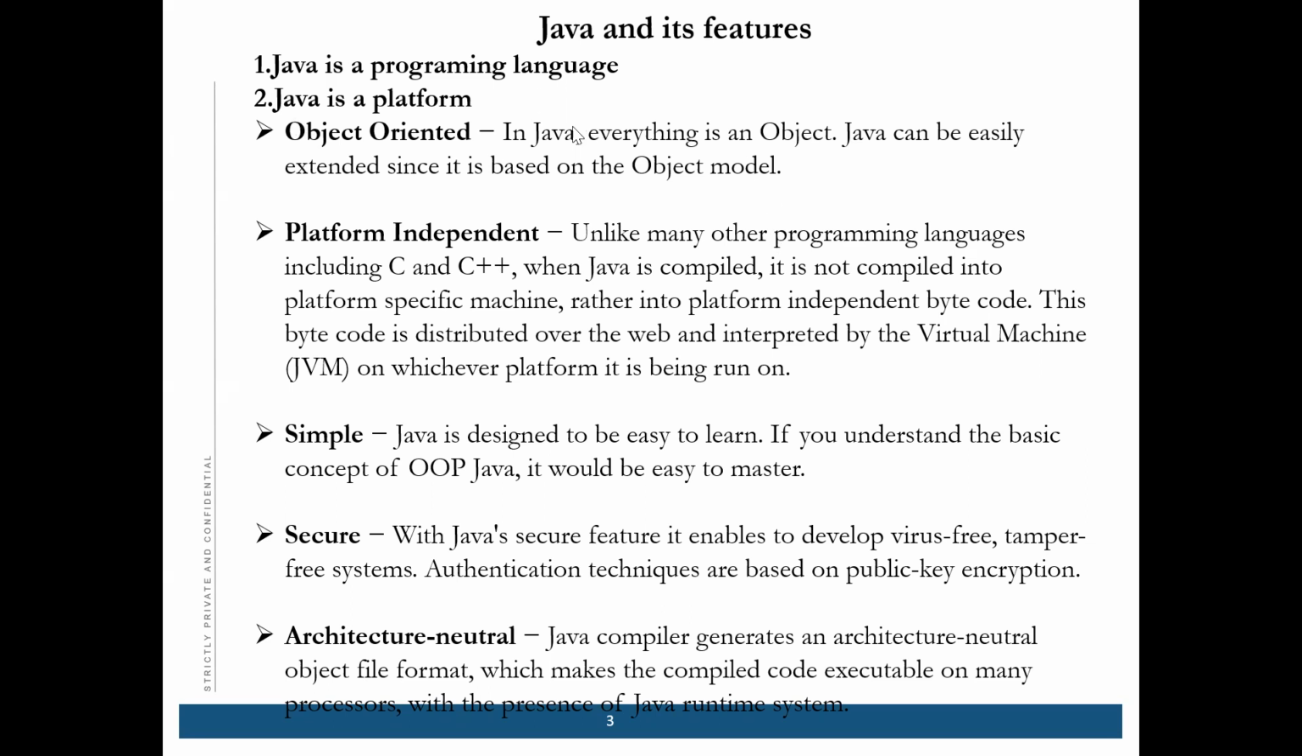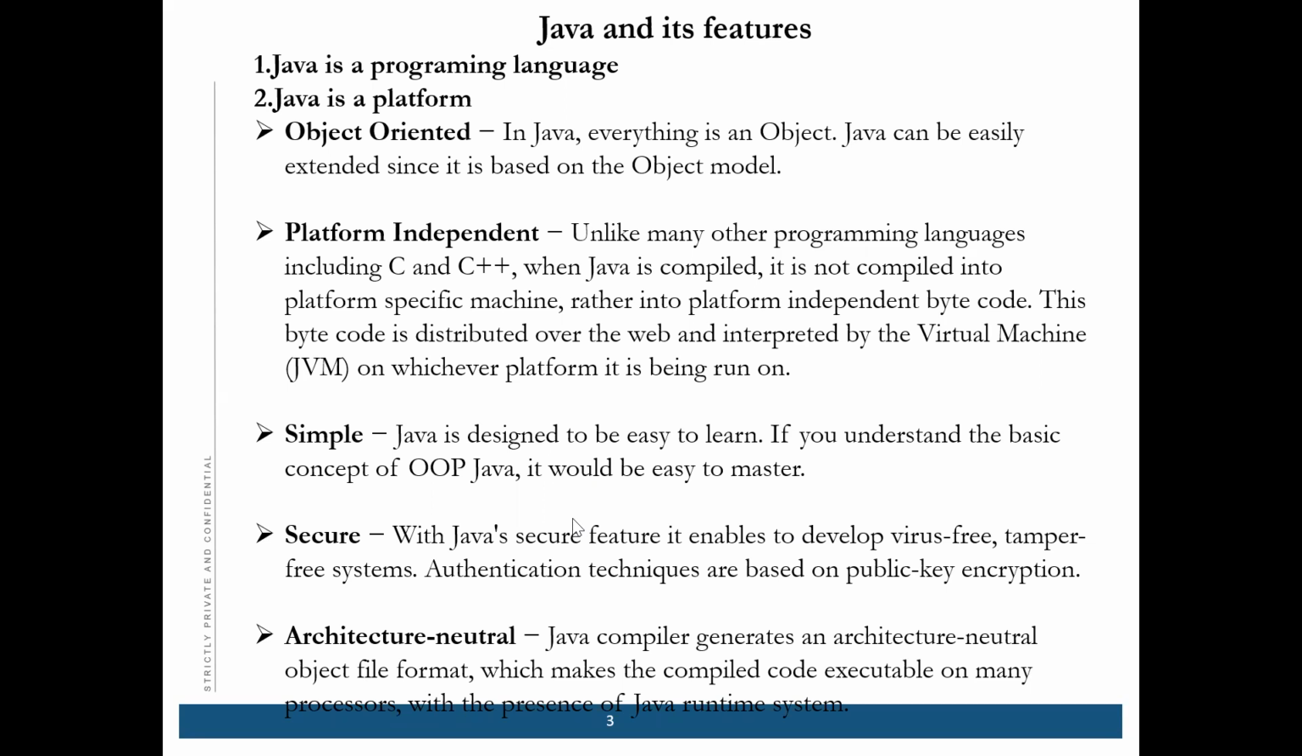So what is the OOPS concept? Everything is about the object. So what is an object? An object is whatever we see with our open eyes. Java can be easily extended since it is an object model. Java is platform independent. That means on each and every platform you can use it. Why? We will learn this in detail with the JVM, but you go through why it is platform independent. It's a very simple language to learn.